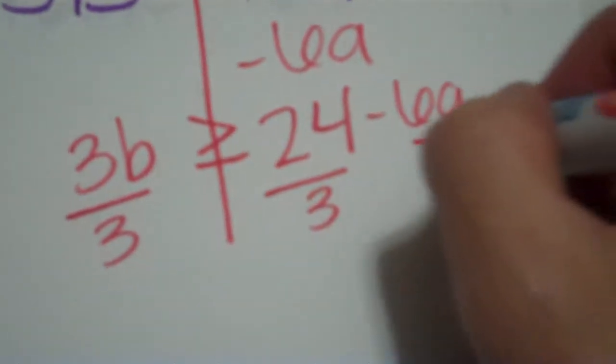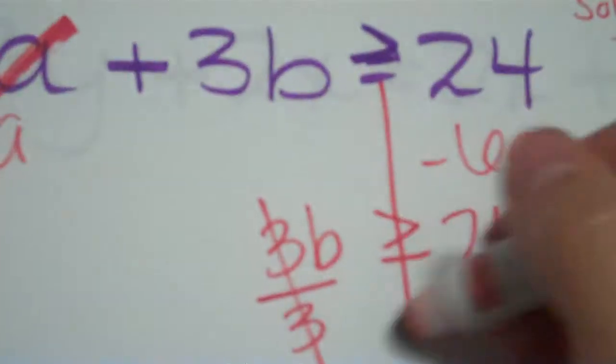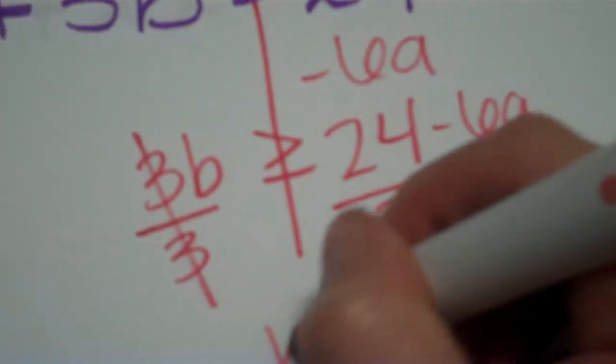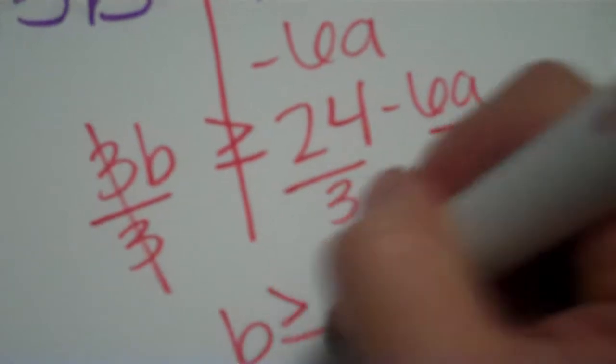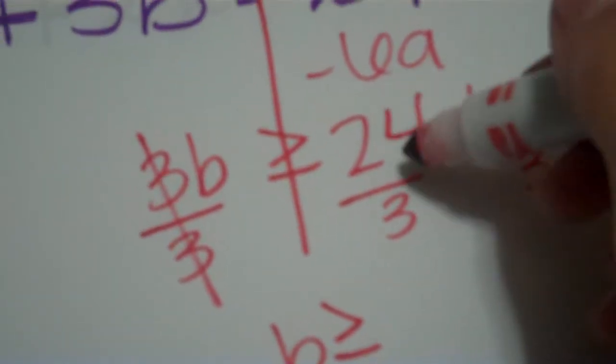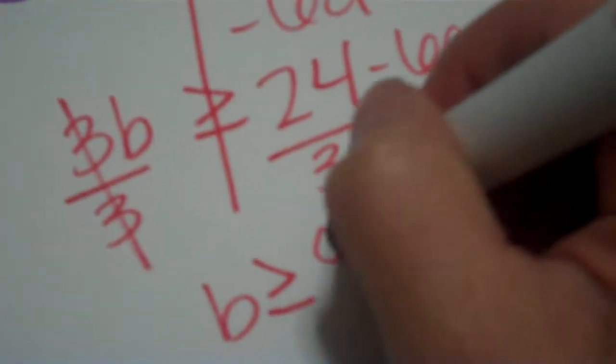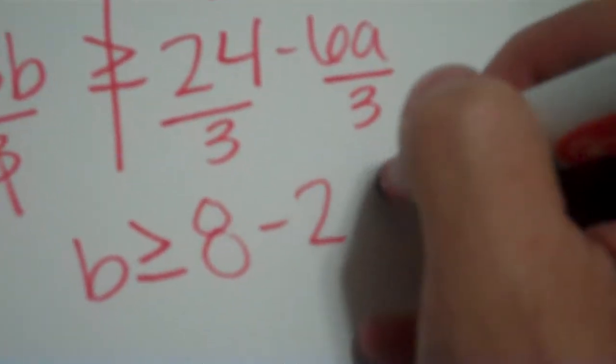A positive 3. So you need to think, am I going to switch the sign? And hopefully you say, no, you're not, because it's a positive. 24 divided by 3, I'll just tell you, is 8. And negative, that's a negative 6. Negative 6 divided by 3, if you didn't know, as I put it in my calculator, is a negative 2. So minus 2, and then don't forget the a.